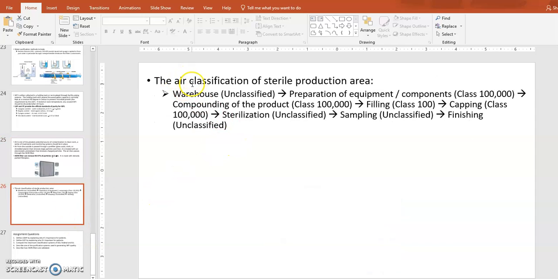Now, air qualification of the sterile production area. The warehouse is an unclassified area, a dirty area, where normal people stay actively. The preparation of equipment area is considered class 100,000, where components are. The compounding of product area is 100,000 as well. The filling, of course, is the cleanest area, class 100. Capping is 100,000 as well. Sterilization is unclassified, and sampling is unclassified. Finishing is unclassified. It's in that order.